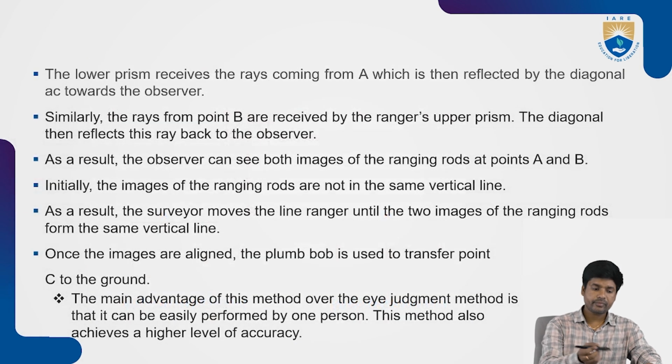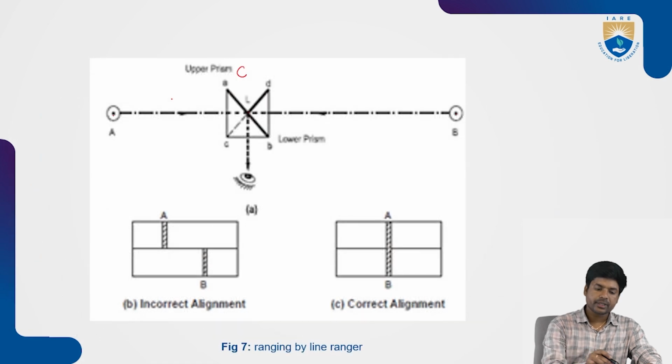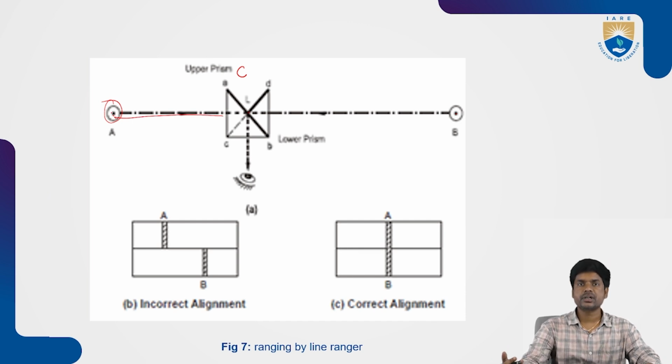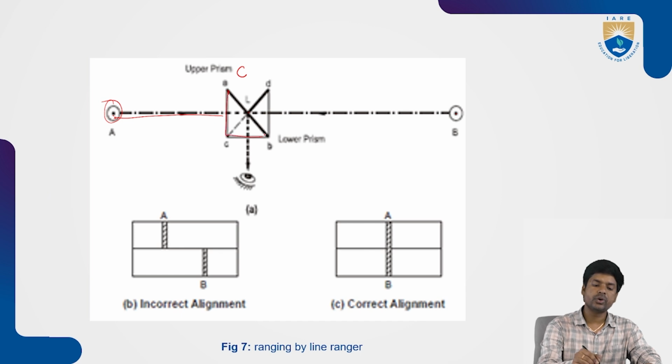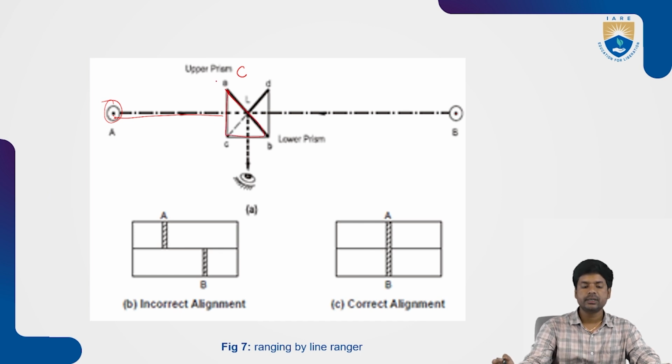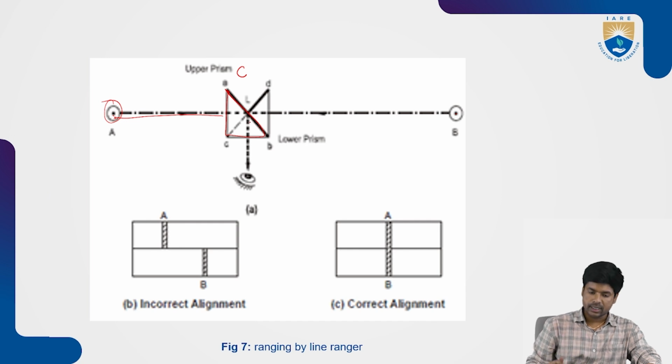Now the lower prism receives the rays coming from A, which are then reflected by the diagonal AC towards the observer. So from point A we are going to get the position of the ranging rod in the lower prism. We are going to get the image in the lower prism.